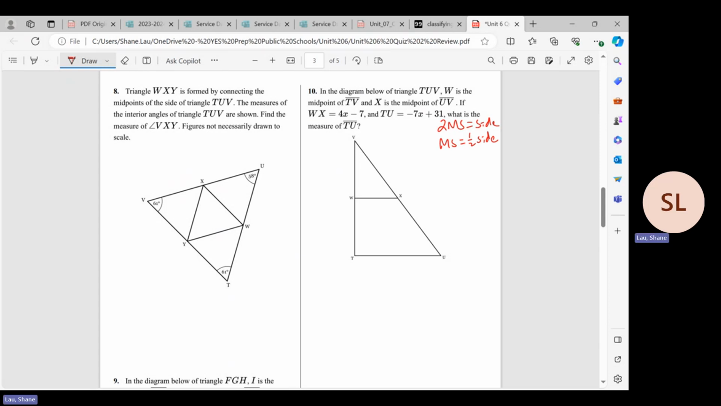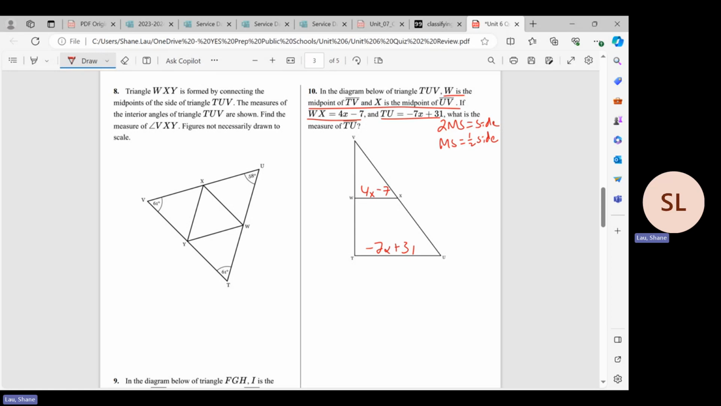And so we look at this problem. W is the midpoint of TV, and X is the midpoint of UV, which means that WX is a mid-segment because it's the connection of 2 midpoints. We know that WX is 4x minus 7, and TU is negative 7x plus 31. With this problem, we have to use one of the equations that we just wrote. The reason is that if we just set these equal to each other, we find a value of x that doesn't make sense for our problem. We'd be saying those two are equal, when the side is 2 times greater than the mid-segment, so one of them is supposed to be bigger, or smaller.